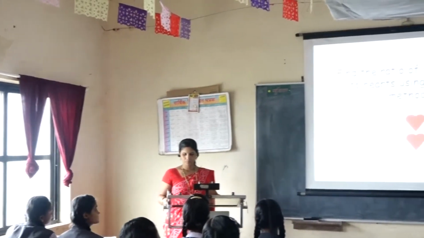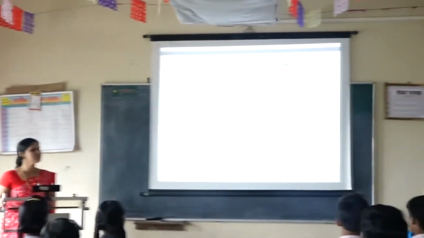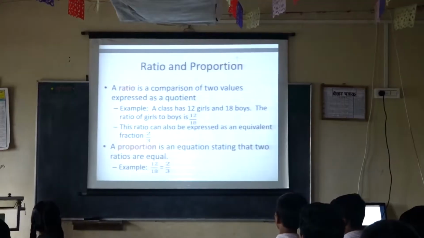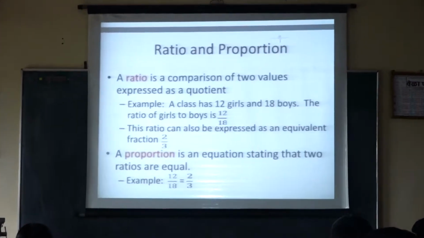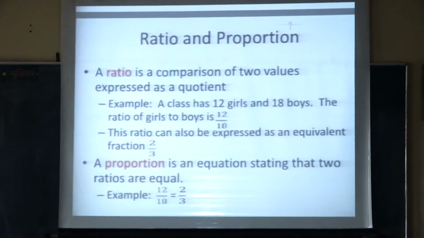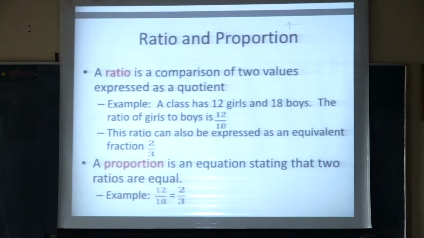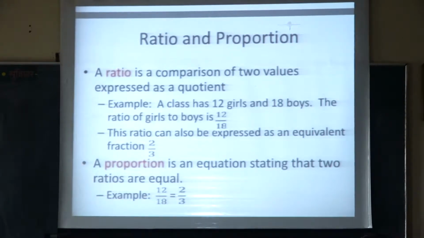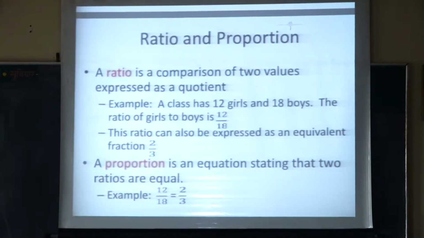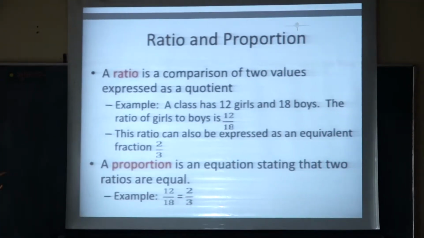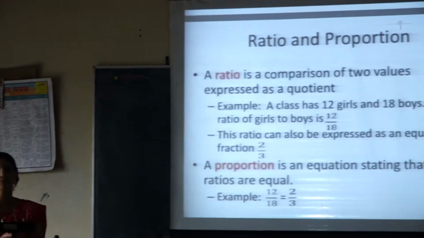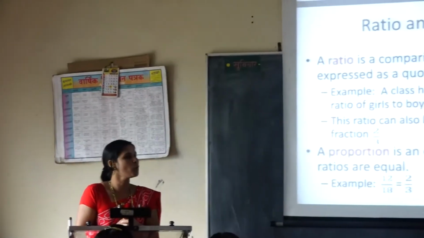Now, from these images, we can say that a ratio is a comparison of 2 values expressed as a quotient. For example, a class has 12 girls and 18 boys. The ratio of girls to boys is 12 upon 18. This ratio can also be expressed as an equivalent fraction 2 upon 3. 12 upon 18, when we divide them by 6, we get 2 upon 3.